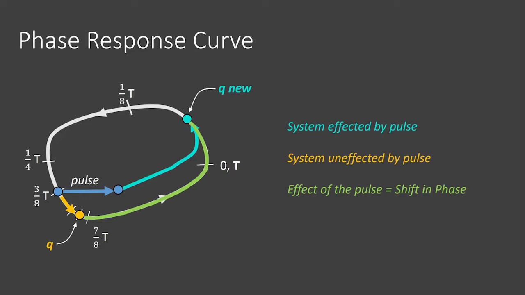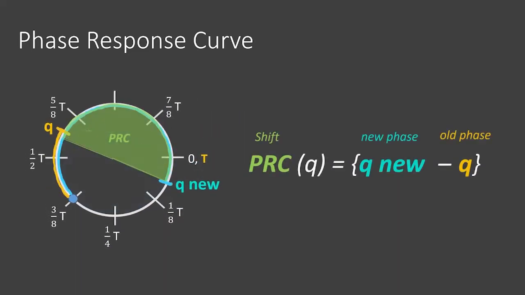We can also mark the point at which the system would be without the pulse after the same amount of time. This is the old phase, the yellow trajectory. And finally, we can describe the effect of the pulse as the shift in phase that it caused, marked here in green. This shift in phase is already our phase response curve. In this graphic, the shift is represented by the green area.